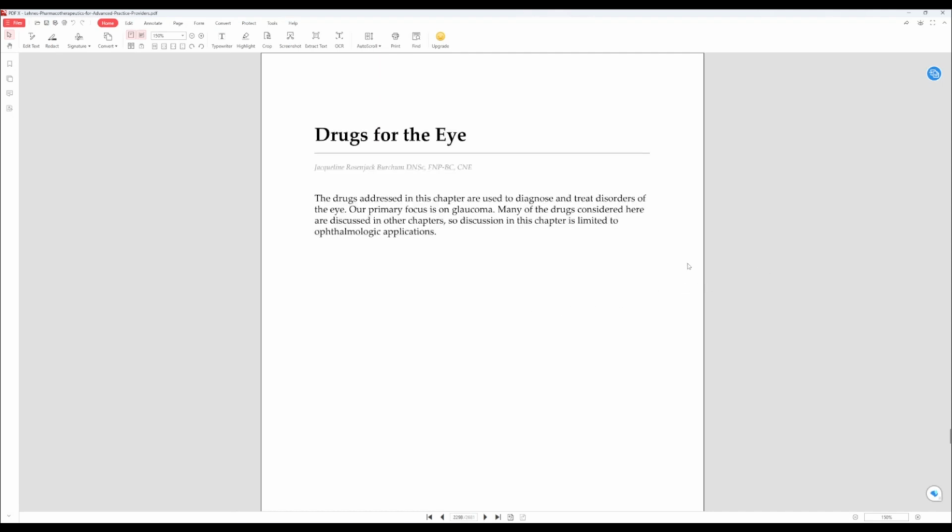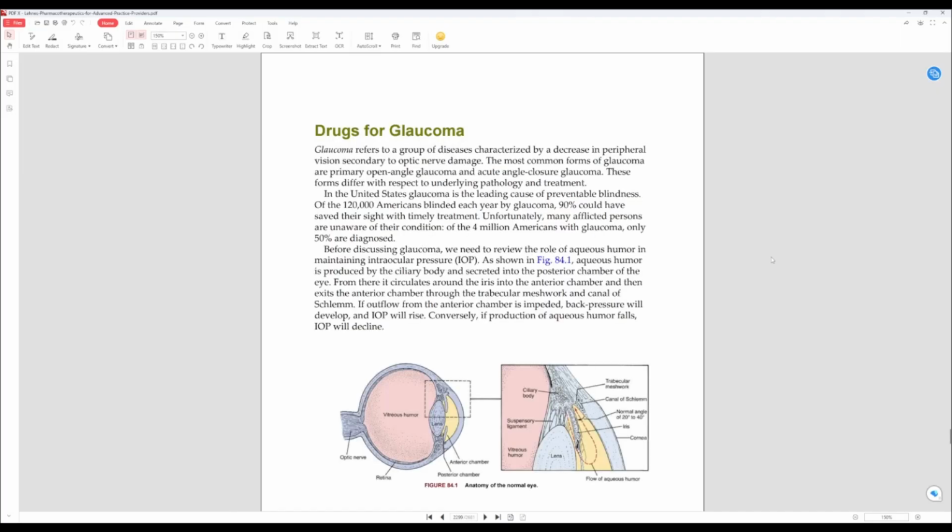The drugs addressed in this chapter are used to help diagnose and treat disorders of the eye. Our primary focus will be on glaucoma. Many of the drugs considered here are discussed in other chapters, so the discussion in this chapter is limited to ophthalmologic applications. So, drugs for glaucoma.